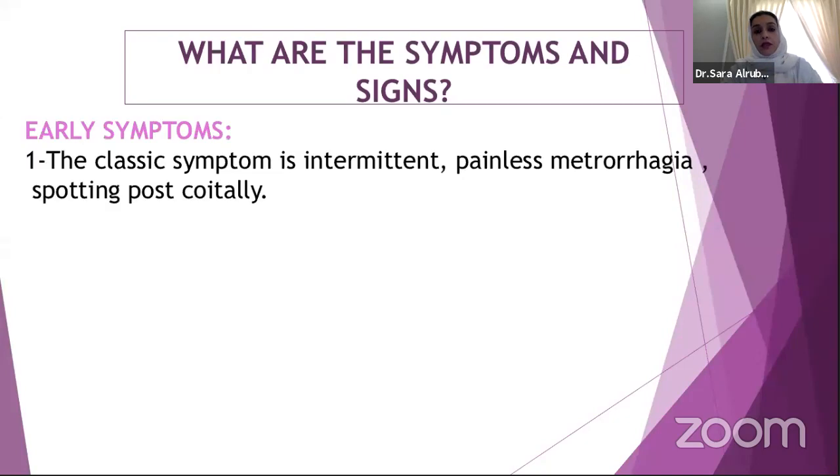Then what are the signs and symptoms of cervical cancer? Classically, the patient will present with intermittent painless metrorrhagia, post-coital spotting, especially the post-menopausal patient who comes with PV bleeding. You have to consider cervical cancer and endometrial cancer as highly suspicious, or at the top of your list.